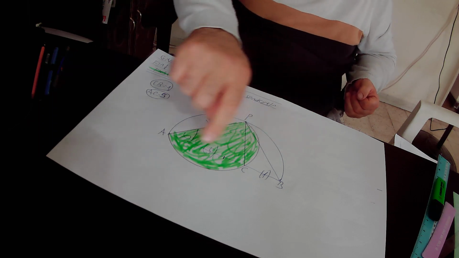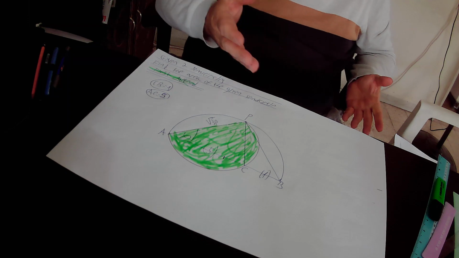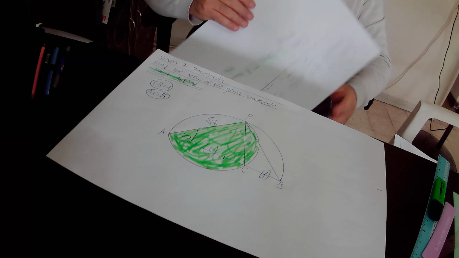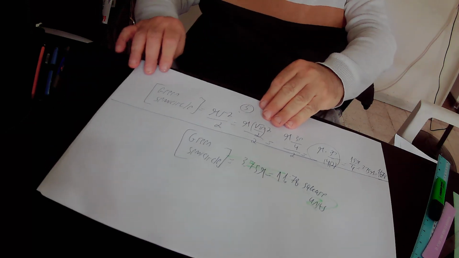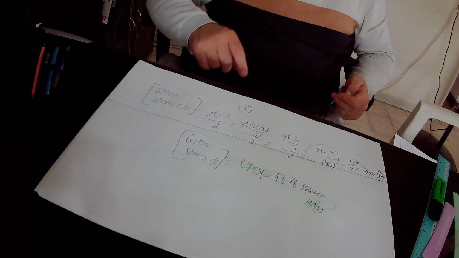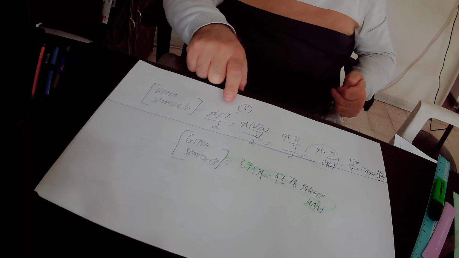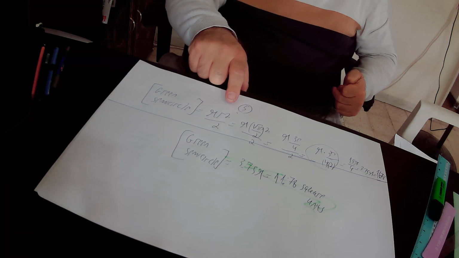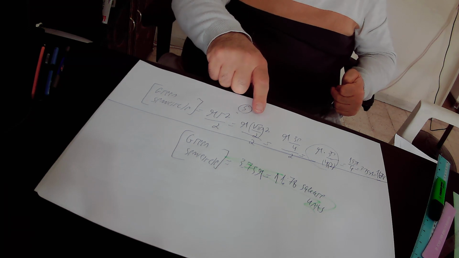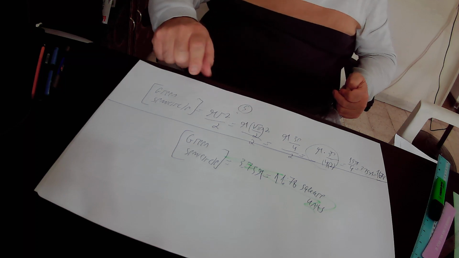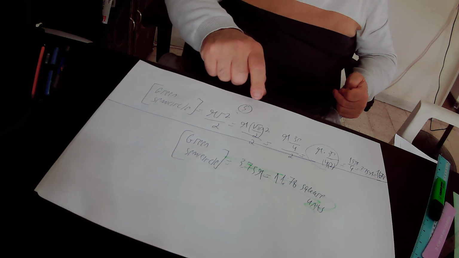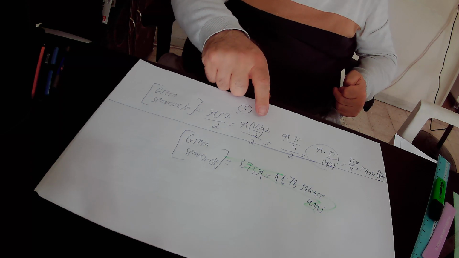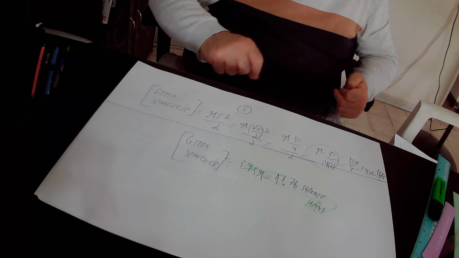Our mission is to find the area of this green semicircle. The area of this green semicircle equals pi r squared over 2. Repeat again. The area of the green semicircle equals pi r squared over 2. We just found that r equals the square root of 30 over 2. If r equals the square root of 30 over 2, r squared equals the square root of 30 over 2 squared. So in total, the area of the green semicircle must equal pi times the square root of 30 over 2 squared, that is r squared, over 2.